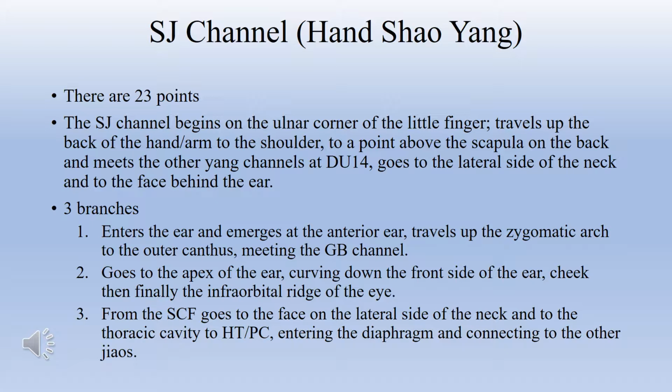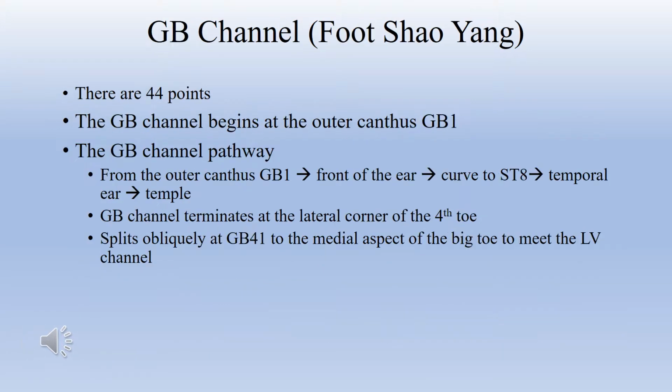There are 3 branches. 1. One enters the ear and emerges at the anterior ear, travels up the zygomatic arch to the outer canthus, meeting the GB channel. 2. Goes to the apex of the ear, curving down the front side of the ear, cheek, and then finally the infraorbital ridge of the eye. 3. From the supraclavicular fossa, goes to the face on the lateral side of the neck and to the thoracic cavity to the heart and PC, entering the diaphragm and connecting to the other jiaos.